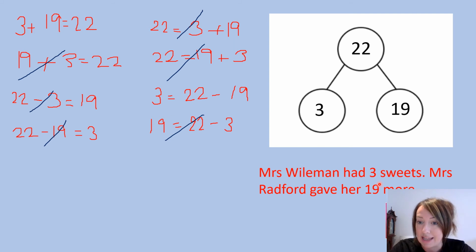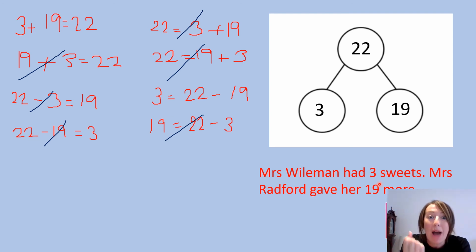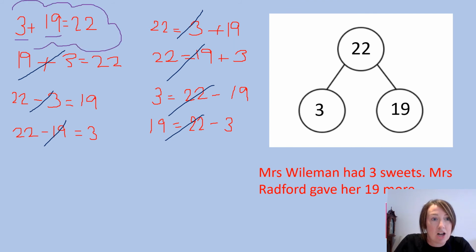It starts with 3. Now this time, is Mrs. Wellman being asked to add, or is she being asked to take away? Mrs. Wellman had 3 sweets. Mrs. Radford gave her 19 more. We know if there's going to be more in it that we're adding. So I'm going to straight away take my subtraction out. Oh, and it gives us the answer. So the answer is, I start with 3 sweets, then I get 19 more, and the answer is 22.